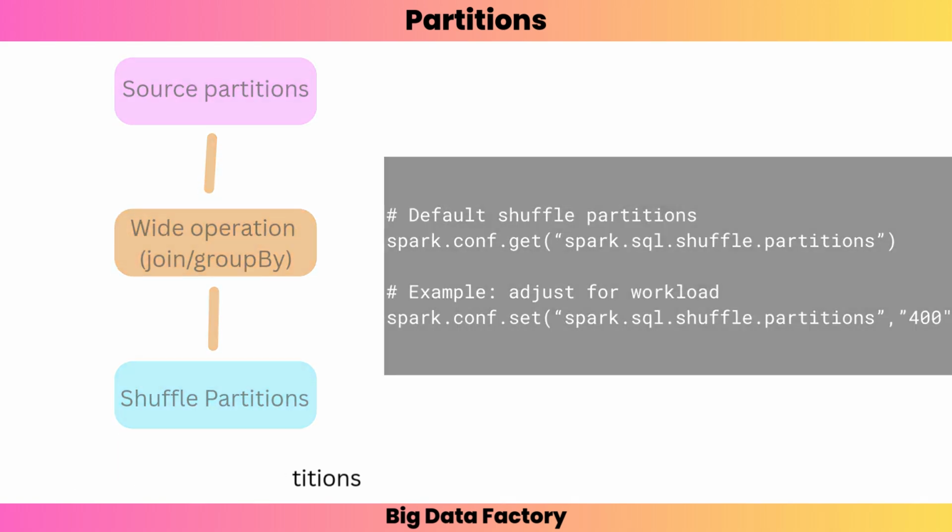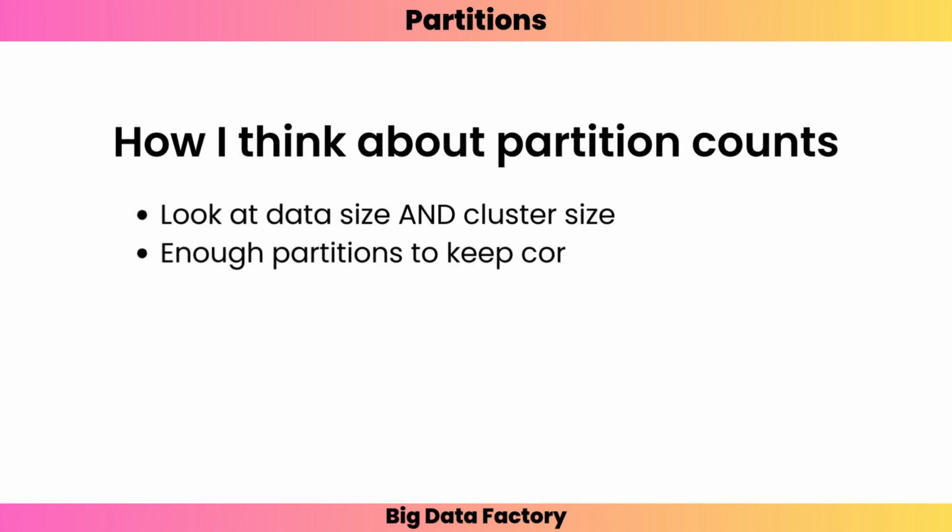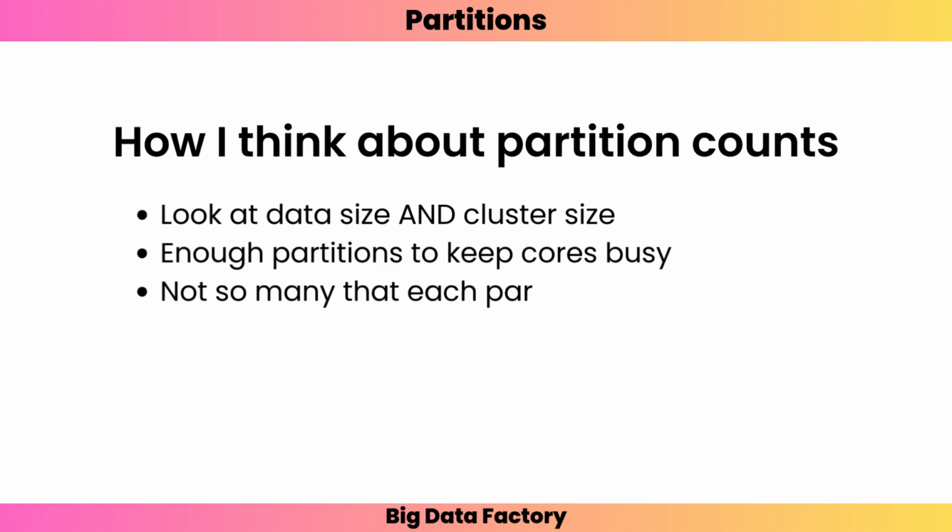And people often ask, okay, but what number should I use? There is no single perfect answer, but here is a simple mental model I like. Think about data size and cluster size together. You want enough partitions so all cores are busy, but not so many that each partition is just a tiny slice.